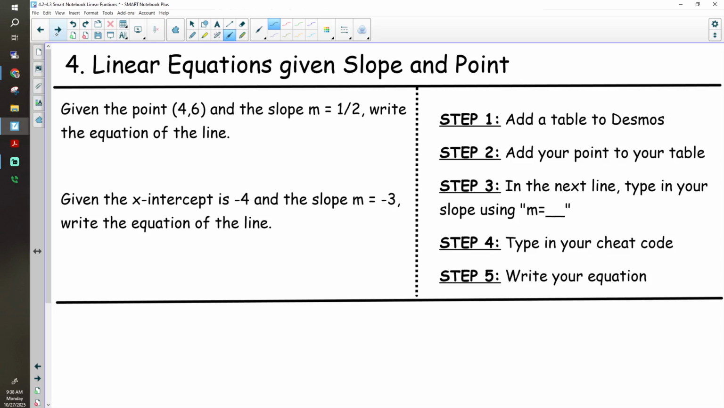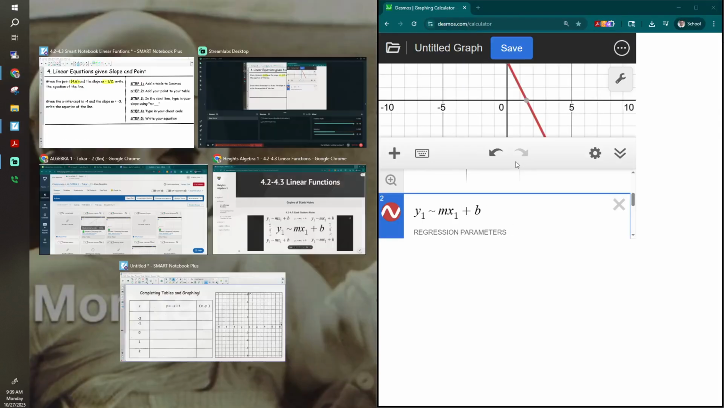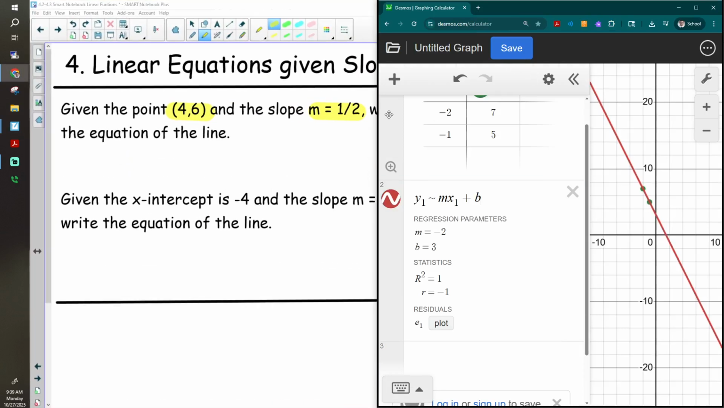So you'll notice this first problem, does it give me 2 points? No, it gives me only 1 point, but it also gave me the slope. As long as you have 2 pieces of information, you are able to find the equation of the line. Only 1 piece of information isn't enough. So if I'm given the point 4, 6, and I'm given the slope, I technically can still do this. However, we can only do it with Desmos. Lucky us. So, cover up the steps, but that's okay. You can see them on your paper.